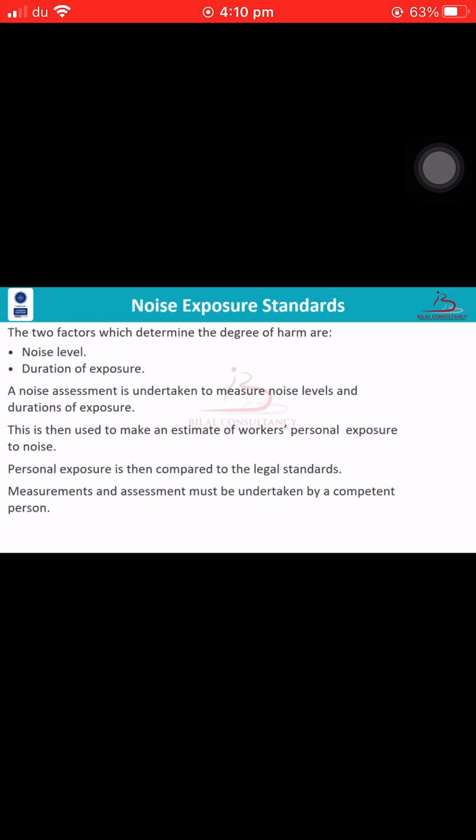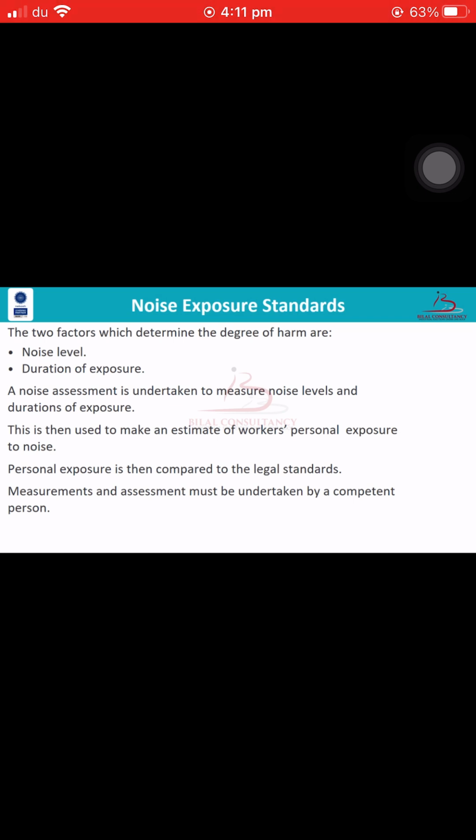Basically there are two factors which determine the degree of harm from noise. What are those two factors? The first one is noise level, the second one is duration of exposure. If we just focus on the noise level, the greater the noise, the greater the effect it will cause to the one who is hearing it. And the same thing is for the duration of exposure.